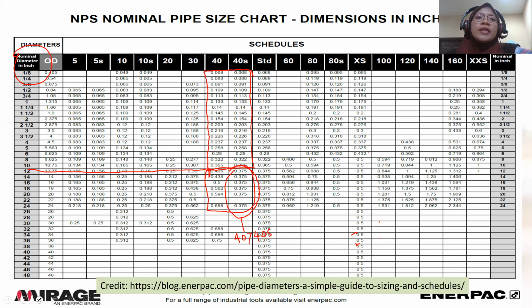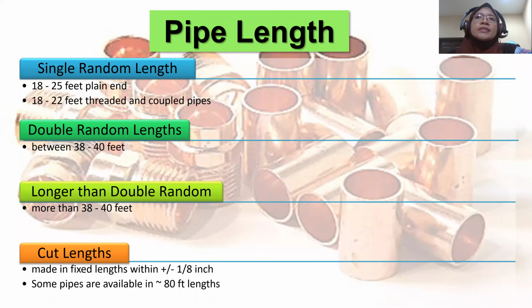For the lengths of pipe, they are referred to as single random lengths, double random lengths, and longer than double random. For single random lengths, the pipe is usually 18 to 25 feet plain end, or 18 to 22 feet threaded and coupled pipes. For double random lengths, it's between 38 to 40 feet, while for longer than double random, the length is 38 to 48 feet.